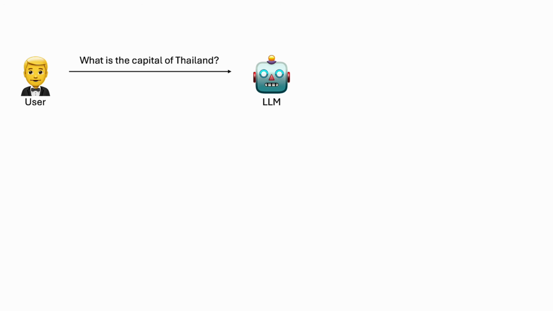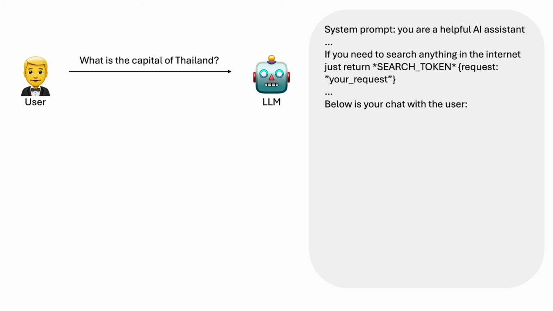Let's say you want to give your LLM some extra capabilities on top of prediction of the next token. In this case, you do what's called tool calling. For simplicity, let's say that somewhere inside the system prompt, you add some text like this: if you need to search anything on the internet, just return a search token and your request, and then the rest of the system prompt follows. Then when the user sends you the question, this question is simply appended to the end of this text.